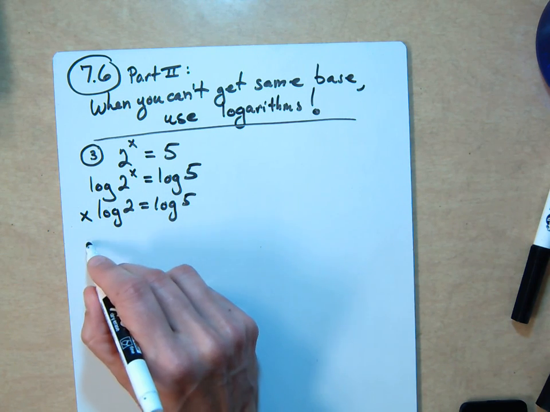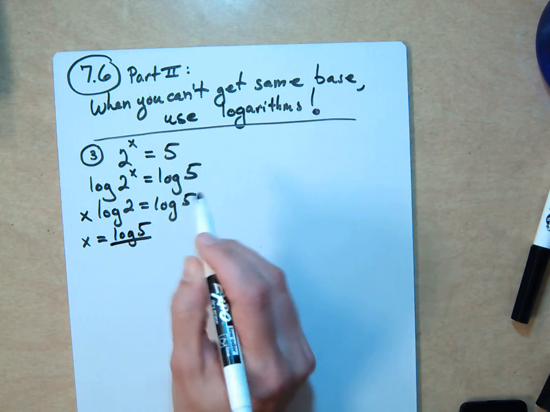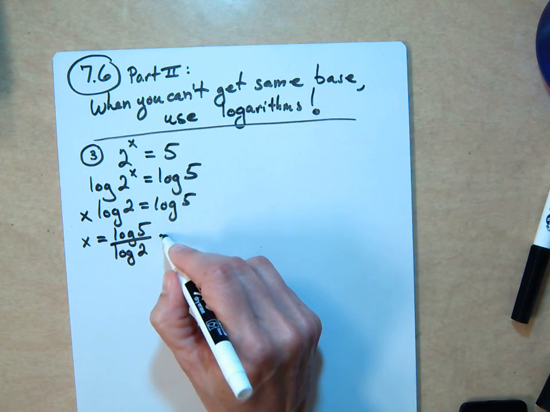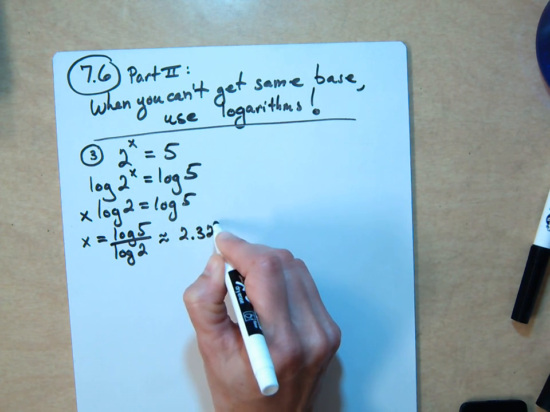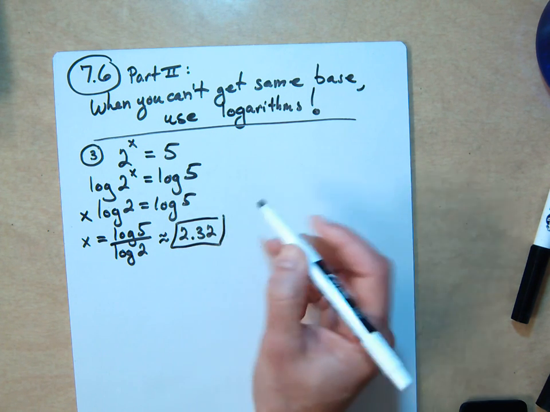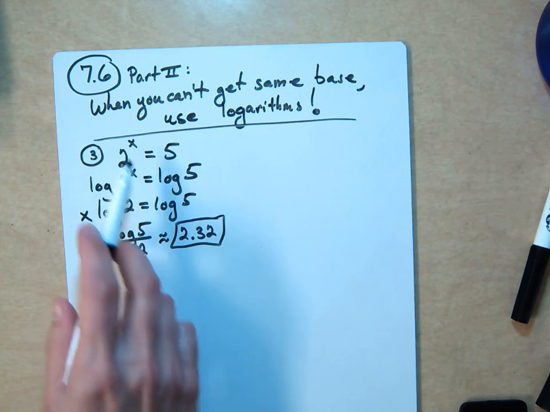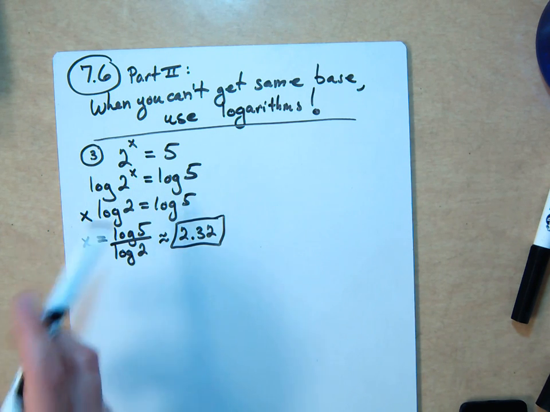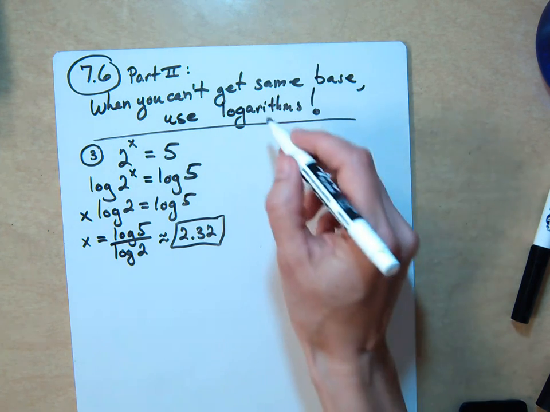Log 2 can be done on your calculator. So you just take log 5 divided by log 2, and if you evaluate it properly, you'll get 2.32. We'll round to the hundredths place is fine. And we want to double check and make sure that makes sense. 2 raised to the 2 power is 4, so we know it needs to be a little bit bigger than 2. So 2.32 makes perfect sense for that.